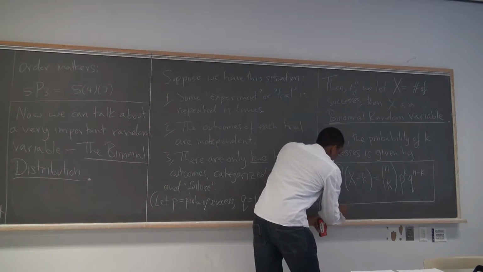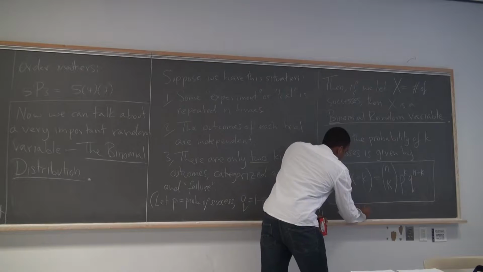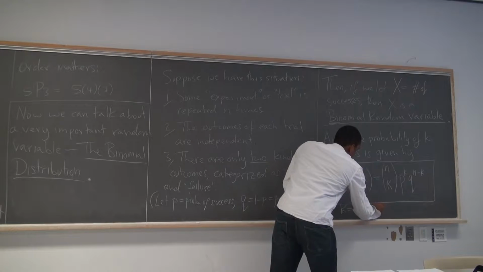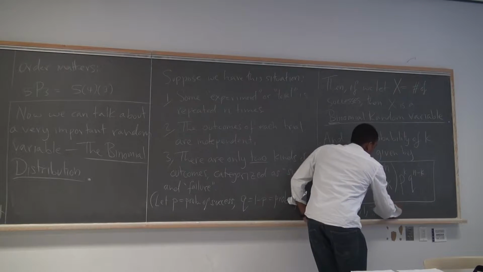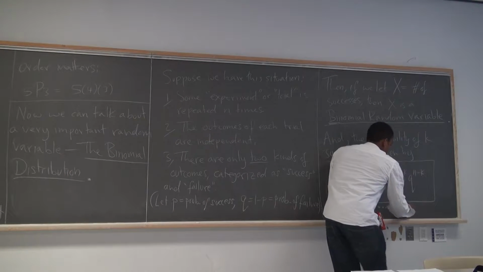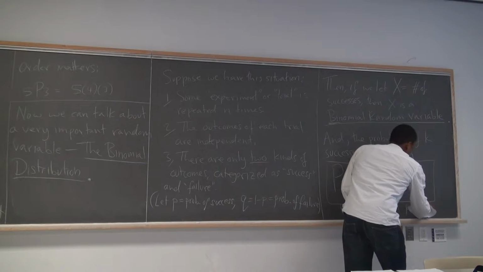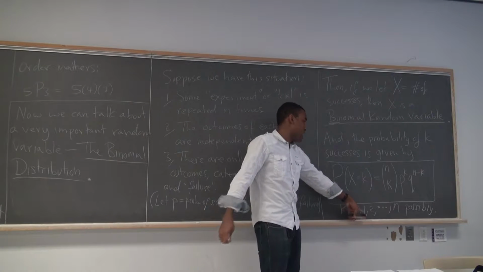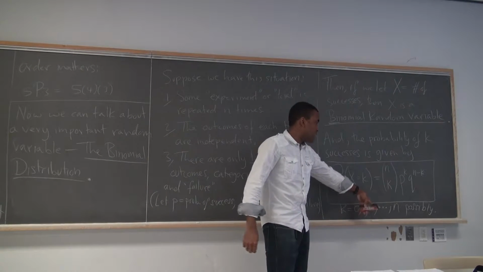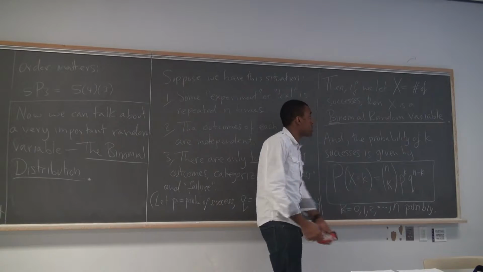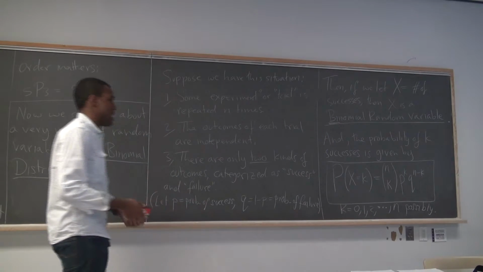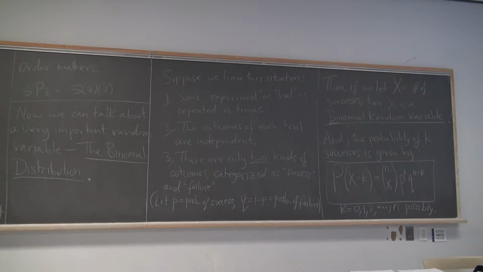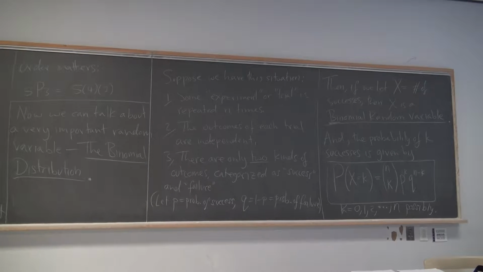Clearly here, k would be 0, 1, 2, all the way up to n, possibly. You can have no successes, the thing just doesn't happen, or it only happens once, or it happens twice, or it could happen all n times. But basically anything that has 2 possible outcomes, all independent, ends up being binomial. So for example, flipping a coin.